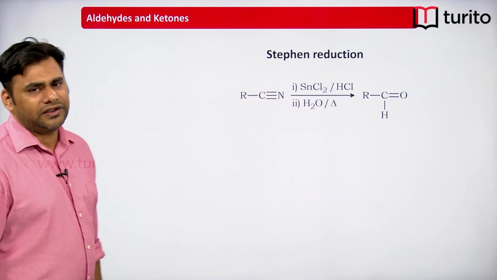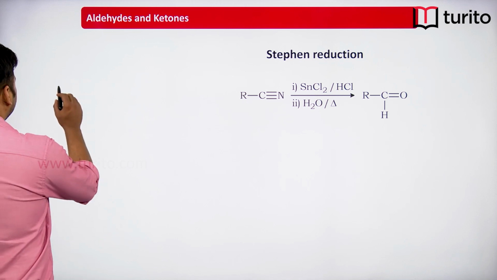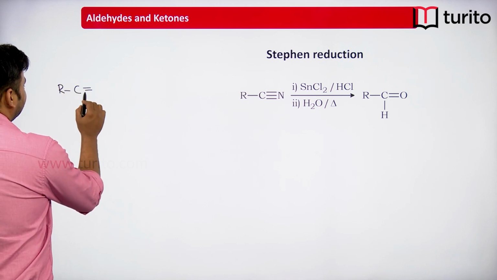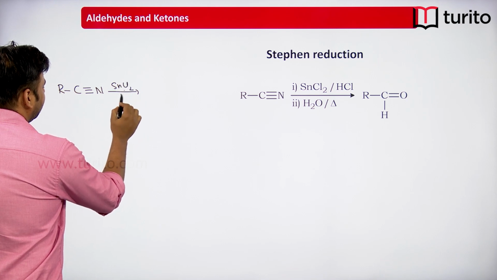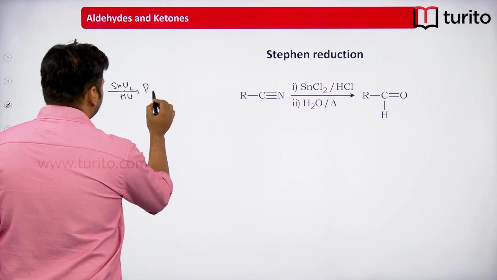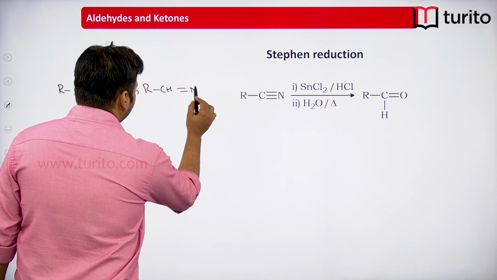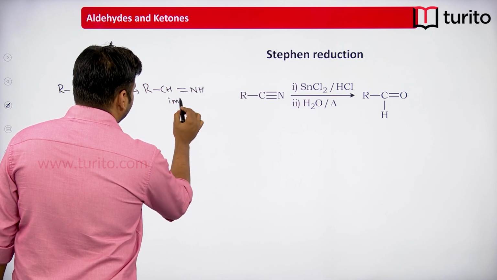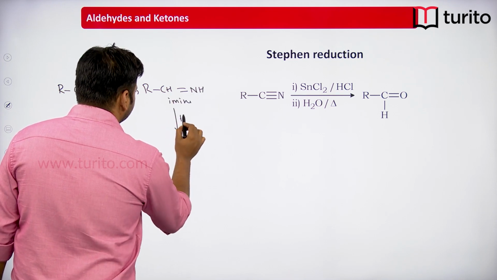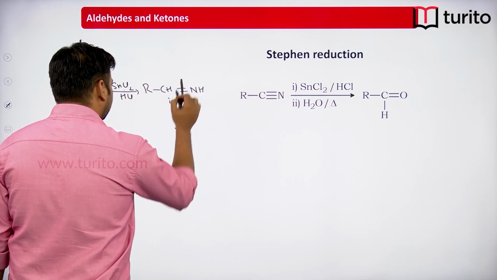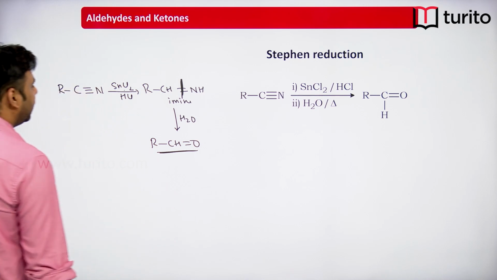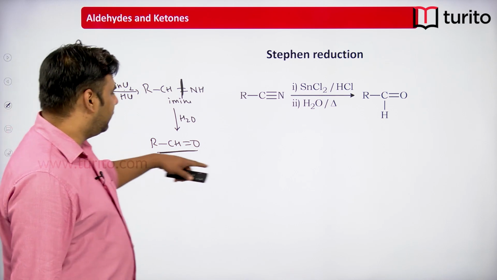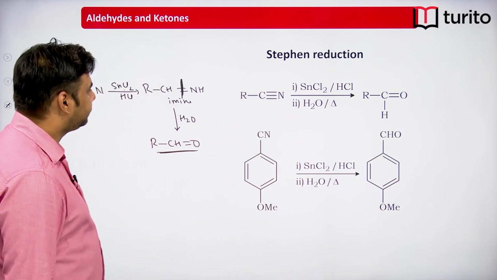Next reaction is the Stephen reaction. In a Stephen reaction, what we do is we add SnCl2 and HCl to a cyanide. So basically hydrogen addition happens over here and we form an imine. Now we know that imines undergo hydrolysis, so they will hydrolyze and we will form an aldehyde molecule. So first we form an imine which hydrolyzes to give us aldehyde.